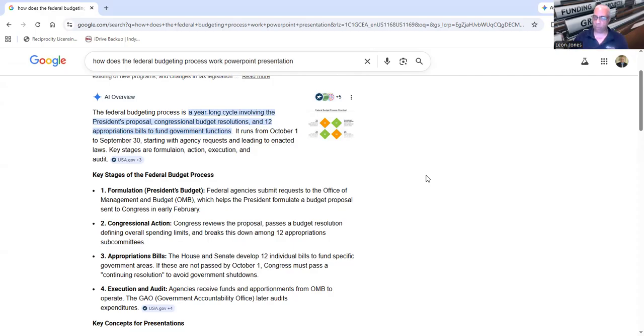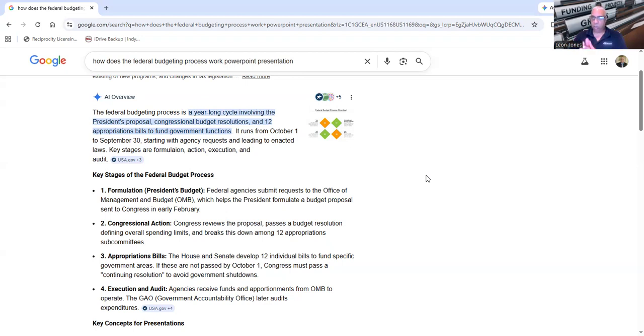Then you have your congressional action. This is where your Congress is going to review the proposal. They're going to pass what we call a budget resolution, and it's going to define overall spending limits. And it breaks everything down amongst the 12 appropriations subcommittees.